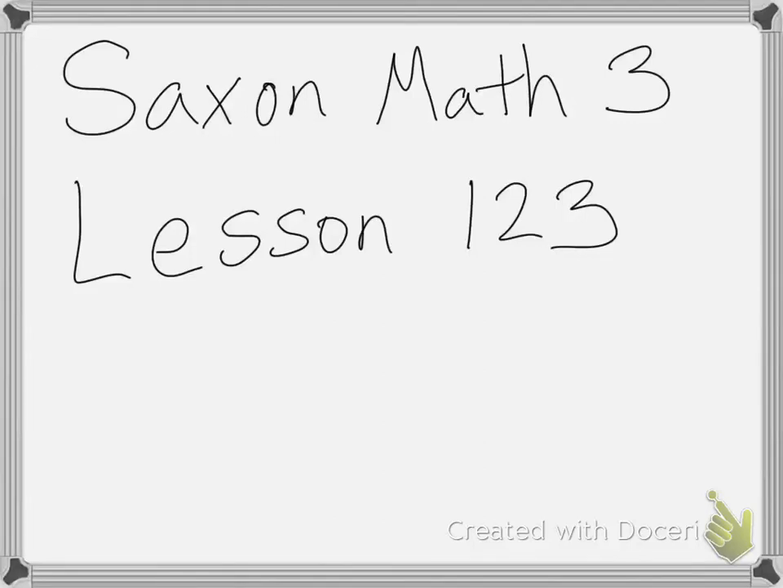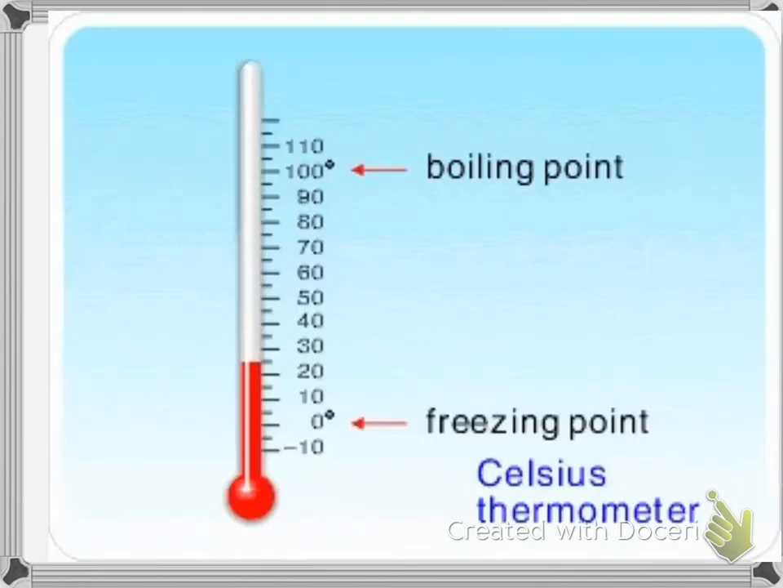Today's lesson is lesson 123, locating negative numbers on a number line. So a thermometer is a type of number line. If we look at the Celsius thermometer, water boils at 100 degrees Celsius and it freezes at 0 degrees Celsius.